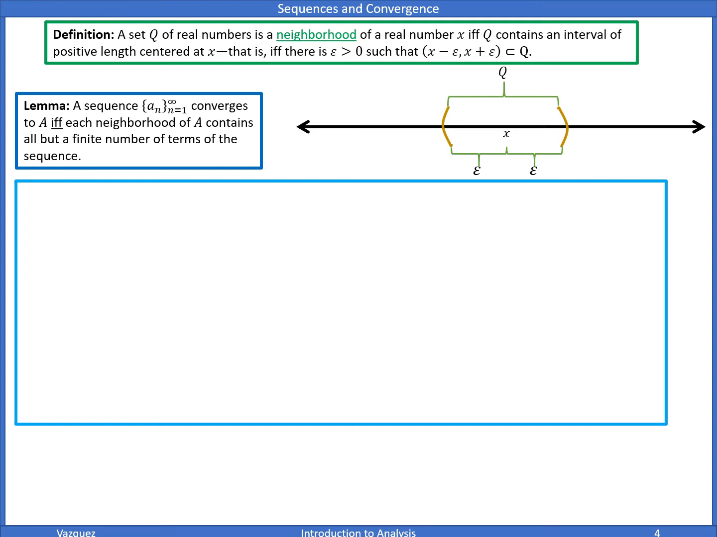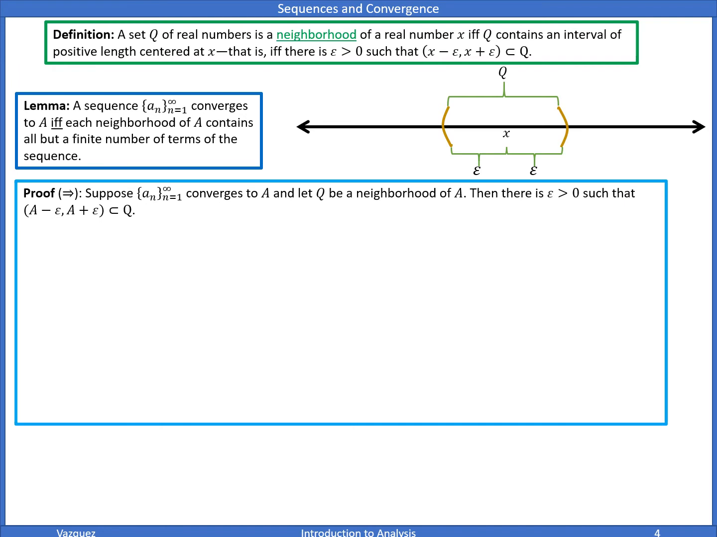Now this one's saying, again, only if it converges does it contain all but a finite number of terms of the sequence inside its neighborhood. So again, the proof is in lighter blue, and we begin with our assumption. Suppose our sequence a_n converges to A, and let Q be a neighborhood of A. In this case X is A, and we just have its neighborhood here.